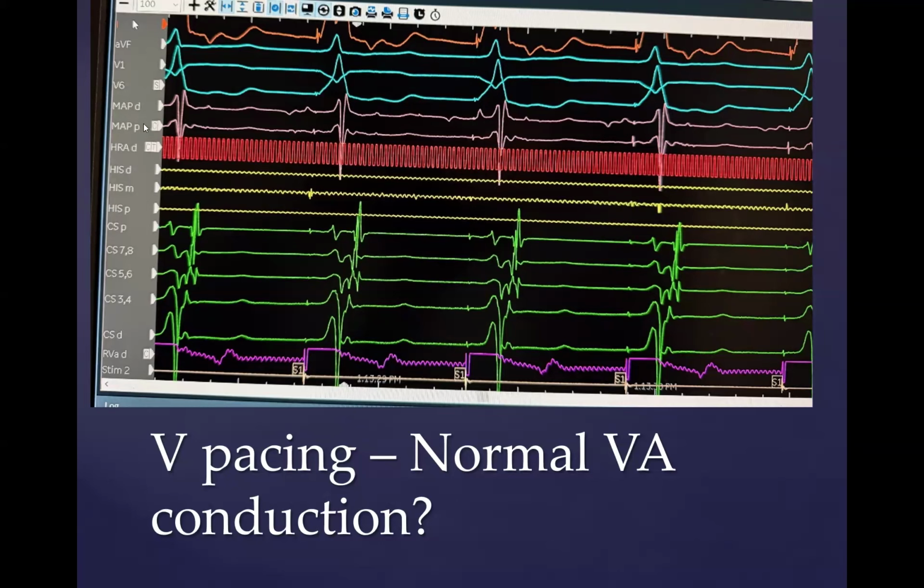Let's just review again. We have four surface ECG leads, in this case leads 1, AVF, V1 and V6. We have a MAP catheter, which is the ablation catheter, distal and proximal. And the high RA and the His channels seem to have no signal on them. And the coronary sinus pairs are in place, going from CS proximal out to CS distal. And then finally, this is the RV. And this is the stim channel, just telling us that we're pacing. S1, which is just a drivetrain, basically.